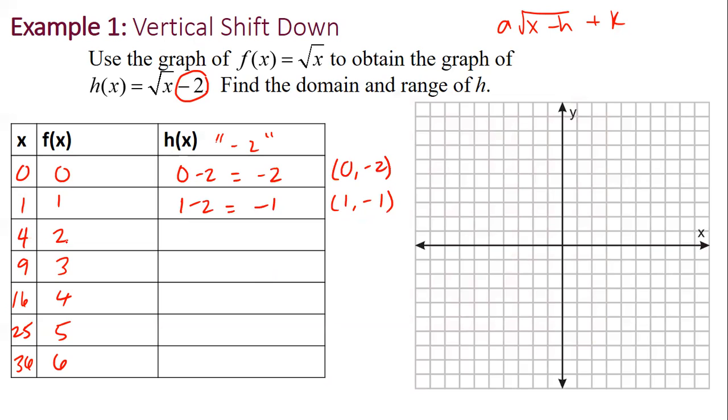I have 4, 2, but I'm subtracting from 2. 2 minus 2 equals 0. So this point is now at 4, 0. I have 3 minus 2, which is 1. So we're at 9, 1. I'm going to keep going, though I won't be able to graph the rest. I just want to make sure you see what's happening and how creating the table works.